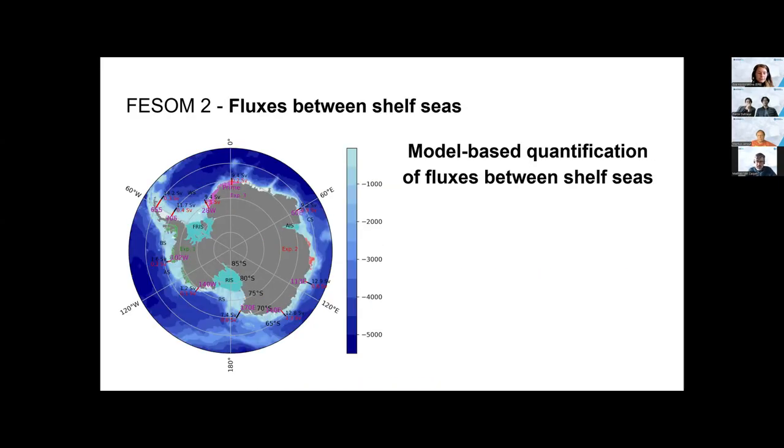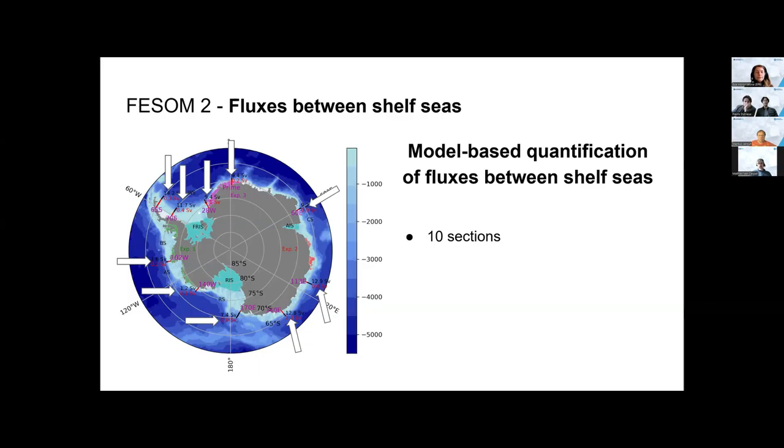The next step was to study the fluxes between the different shelf seas in the Southern Ocean. For that, we defined several sections. Next slide. We defined 10 sections, which we thought is a number where we can still quantify the connection between the different shelf seas, and a number that lets us show you something in the figures. Those are all the 10 sections we picked.